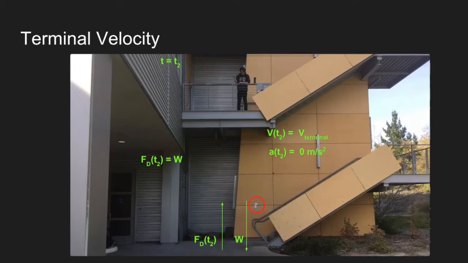In this final snapshot, at some time t2, when terminal velocity has been reached, the drag force and weight are now equal, and therefore the object's acceleration is 0, and its velocity is at a constant terminal velocity.